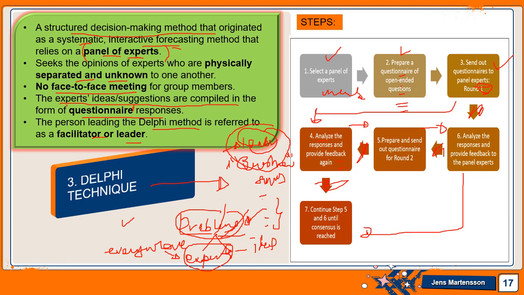So the leader will analyze the responses. If the leader is not satisfied with the ideas or suggestions by the experts, then the leader will provide feedback to the experts and prepare another set of questionnaires. So it involves round 2. Then wait for the responses from the experts and send back to the experts to provide their answers. Until the decision can be reached, then the Delphi technique stops. Habis dekat situ. So the Delphi technique here involves a lot of time because it involves so many rounds of collecting information.